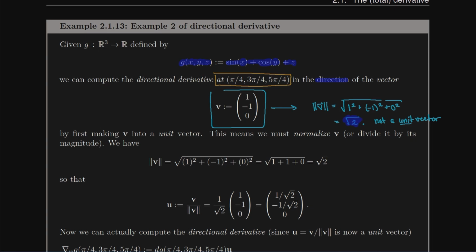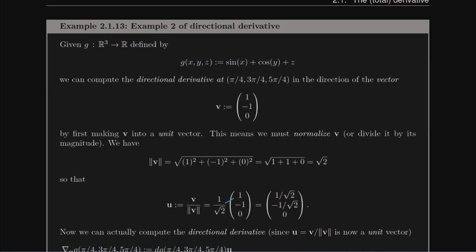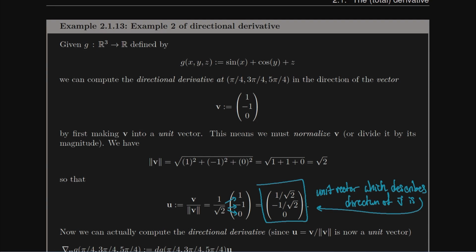The fact that we have this square root of 2 is really all we need. We're just going to go ahead and divide this vector v by its magnitude, which is the square root of 2. And so here I've gone ahead and divided it by its magnitude. I'm just going to pass that magnitude 1 over root 2 to every entry. And so the unit vector, which describes the direction of v, is 1 over root 2, negative 1 over root 2, and 0. And so this is the vector we'll end up using for the directional derivative.